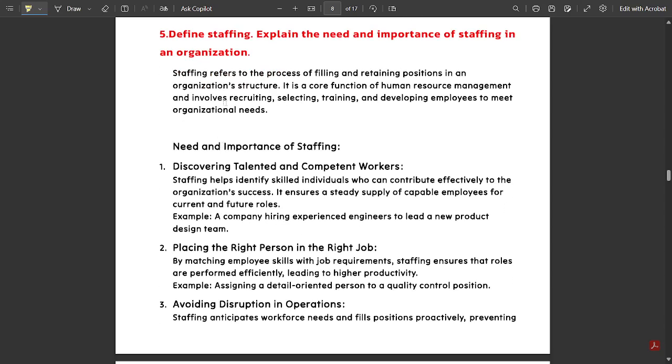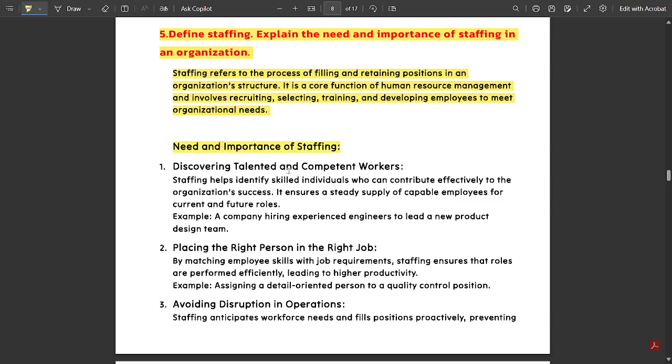So next question: define staffing and explain the need and importance of staffing in an organization. Okay, so staffing refers to the process of filling and retaining positions in an organization structure. It is a core function of human resource management and involves recruiting, selecting, training, and developing employees to meet the organizational needs. So this is basically the definition of staffing.